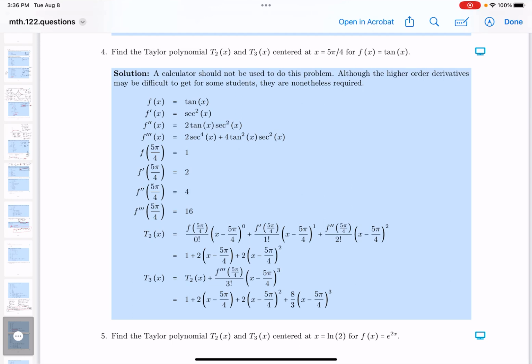Okay, for this one, I'm going to actually just do it along with the key and emphasize that this one is a little difficult. And what I mean by that, the derivatives are difficult. So the first thing to do is, you write the function down. What's the function? F of x equals tan x. Relatively simple, all right? First derivative, secant squared, relatively simple.